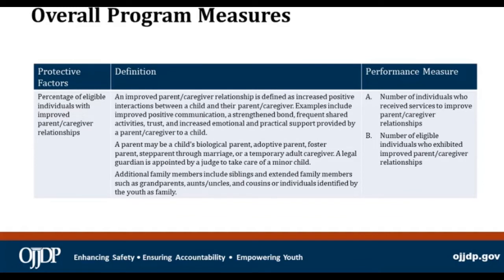Percentage of individuals with improved parent and caregiver relationships. We define improved caregiver-parent relationships as increased positive interactions between a child and their caregiver or parent. For this measure, you will provide the number of individuals who receive services to improve parent or caregiver relationships. Then, the number of eligible individuals who exhibited improved parent or caregiver relationships. The percentage is calculated by dividing B, the number of eligible individuals who exhibited improved parent or caregiver relationships, by A, the number of individuals who received services to improve parent or caregiver relationships.